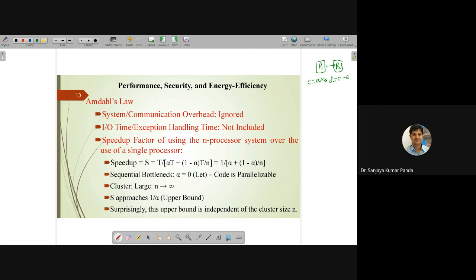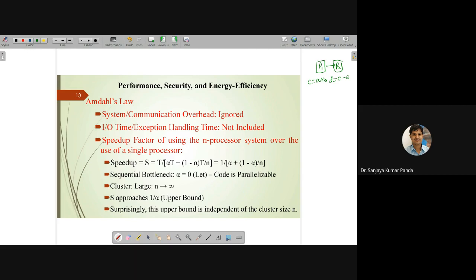Right. So P2 can only execute if you provide the value of C. So there is a communication between P1 and P2. This is also an overhead. P2 has to wait until P1 provides that particular value. Such types of overhead we have ignored here.